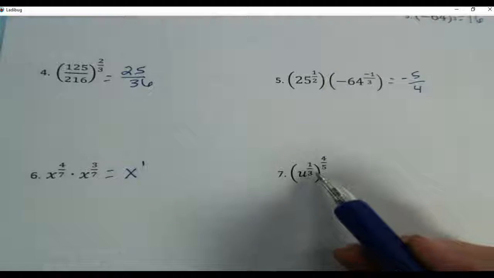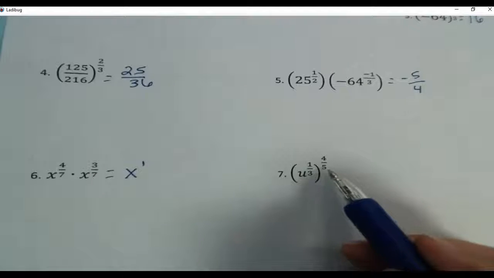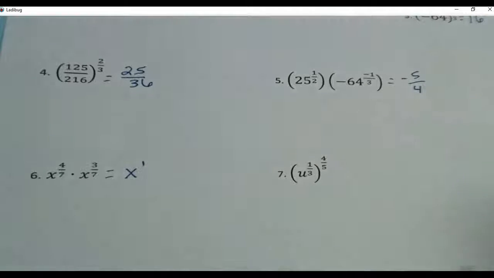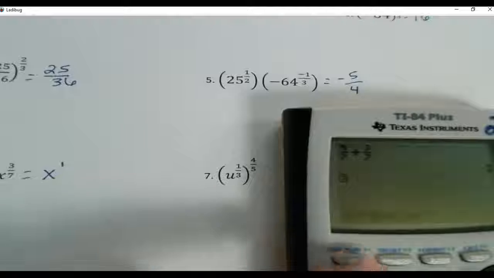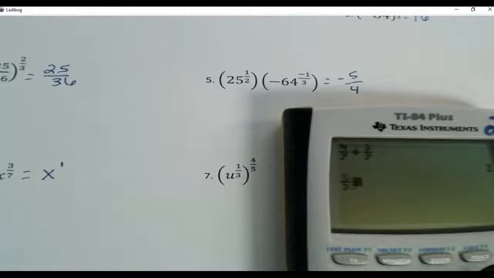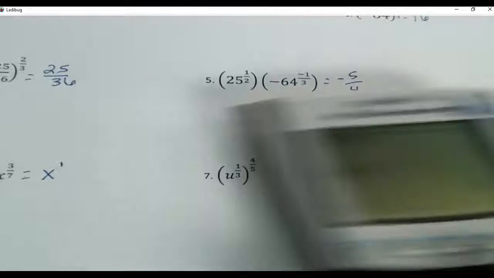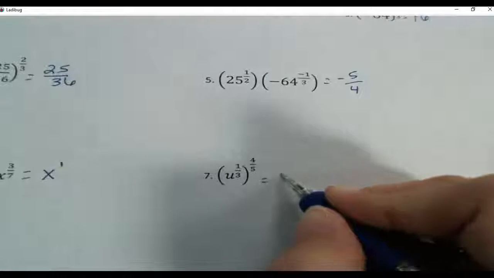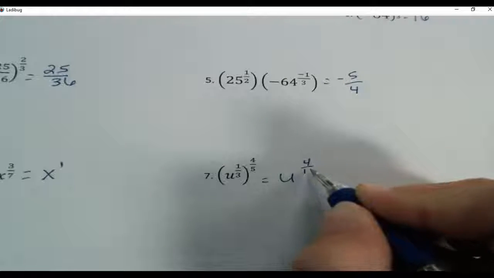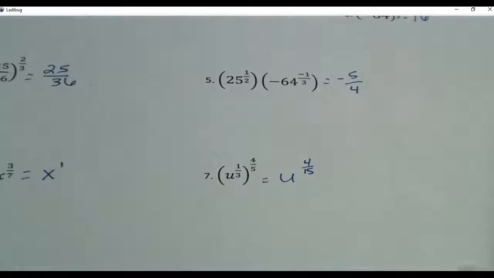What do we do when we have a power to a power? Multiply. Good. So we want to multiply 1/3 times 4/5, and we get 4/15. So u to the 4/15, and that's it.